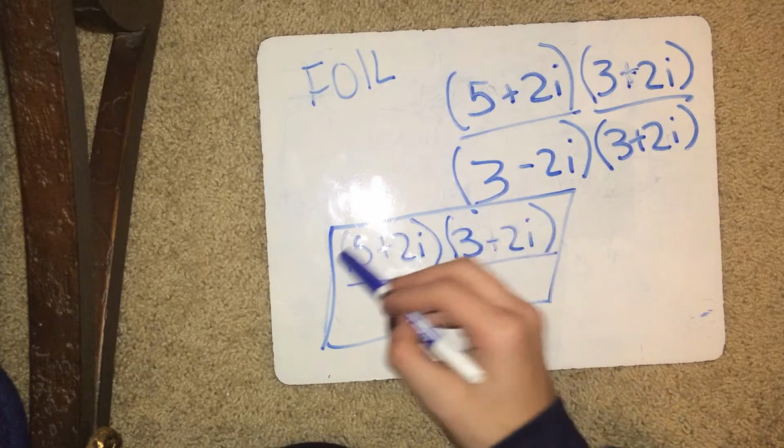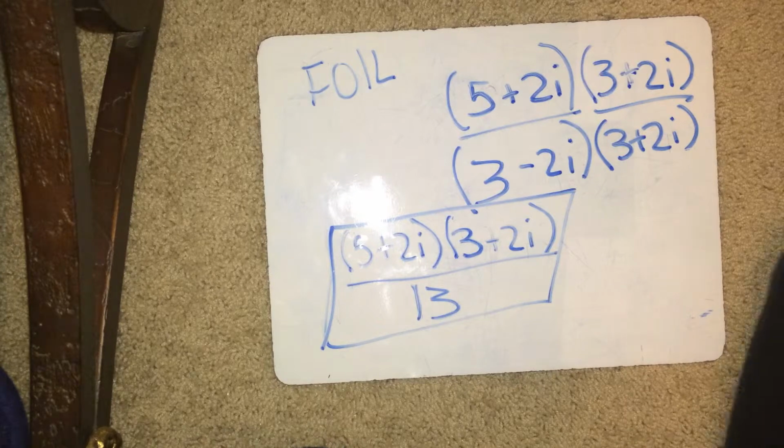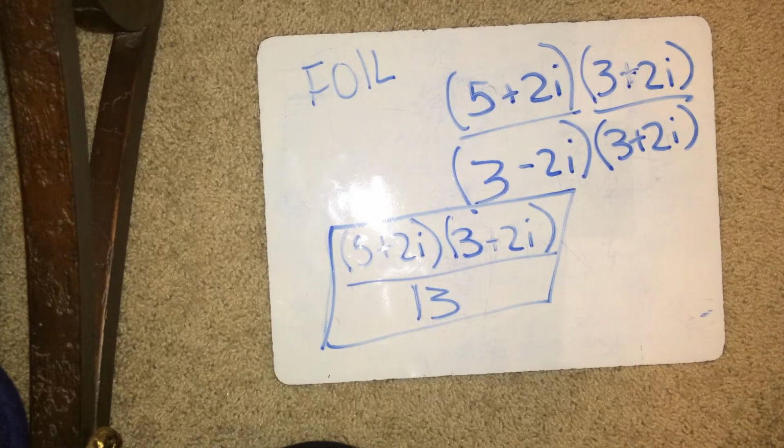Then you would just do the FOIL method across like we just did. And so that would be the final answer. And that is part of dividing complex numbers. So make sure to write it in standard form and make sure that you simplified everything. And so that's it.